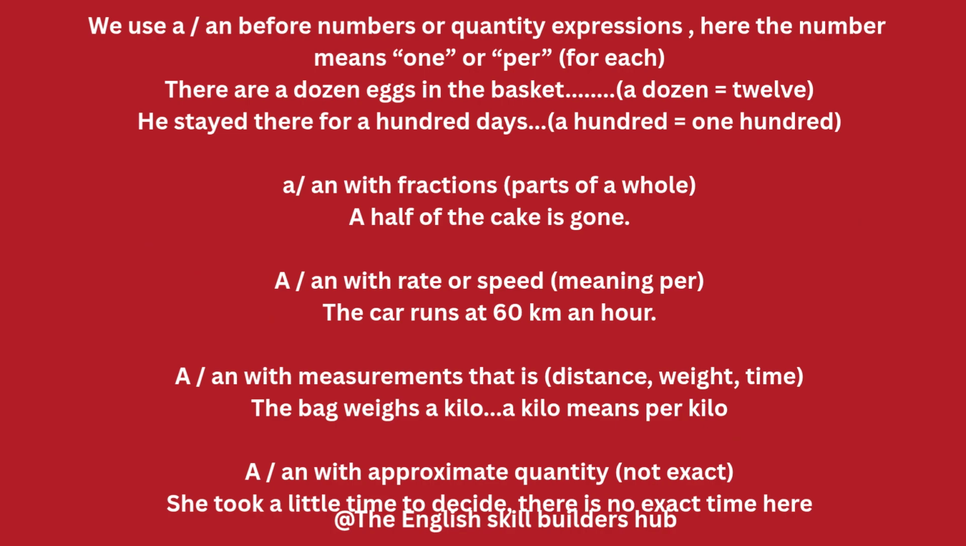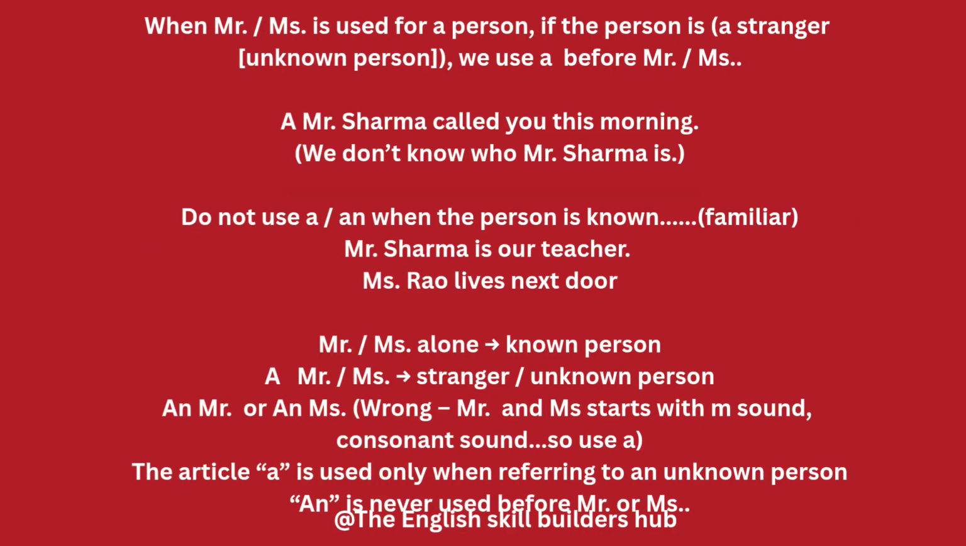And a or an with approximate quantity. She took a little time to decide. There is no exact time here. A little represents approximate time. When Mr. and Miss is used for a person, if the person is a stranger or unknown person, we use a before Mr. and Miss. Example, a Mr. Sharma called you this morning. Because we do not know who Mr. Sharma is, then we should use a.